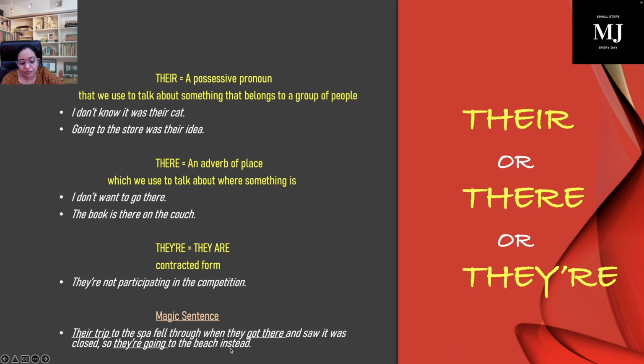So they're going to the beach instead. Okay? So their trip to the spa. That means whose trip? Their trip. Fell through means it got cancelled or something like that. When they got there, so when they got there means they got to the spa, they reached the spa. There is actually talking about the spa, so it's an adverb of place. And saw it was closed. So they're going. Who is going? They are going to the beach instead. So instead of the spa, now they are going to the beach. All right, so let's move on to the third one.